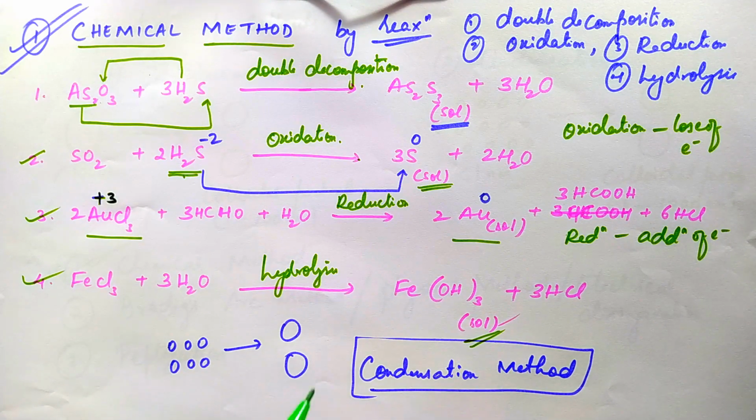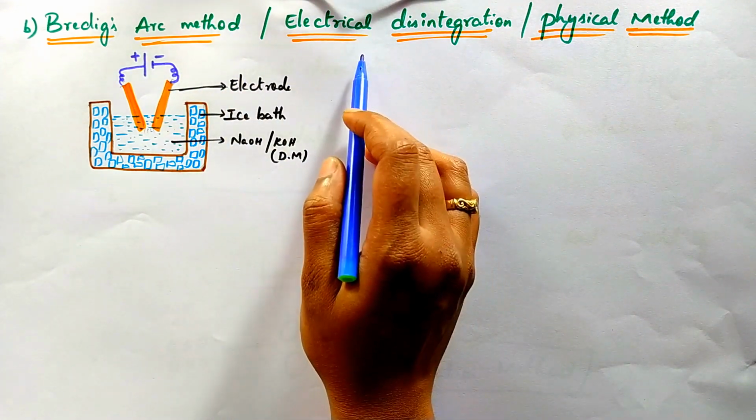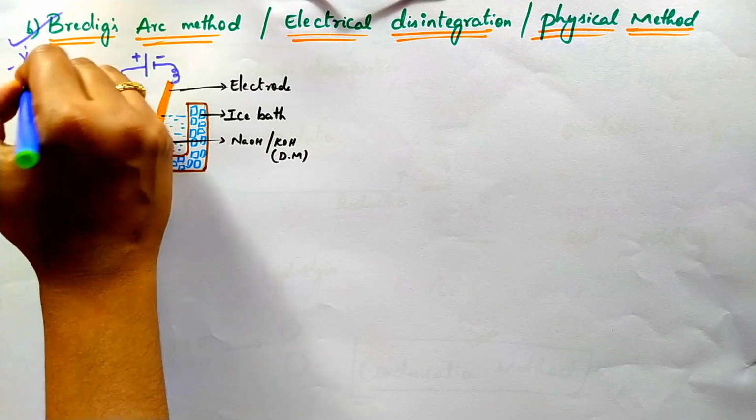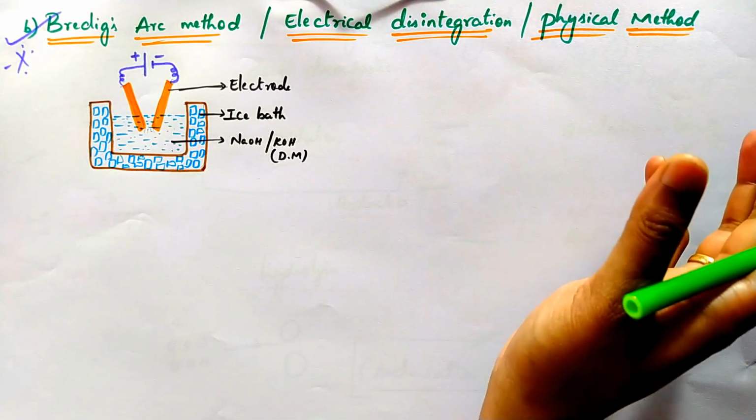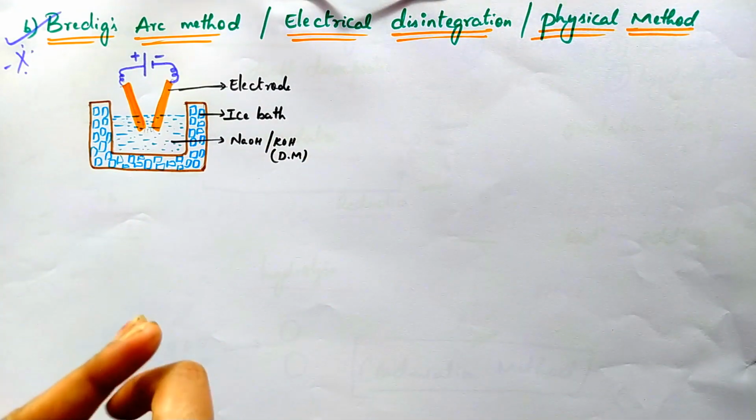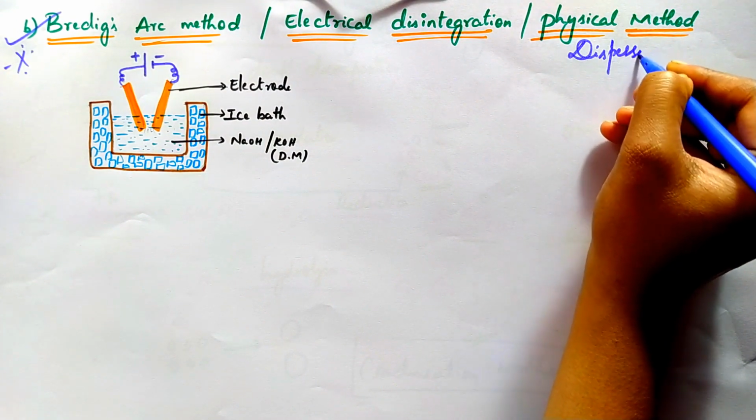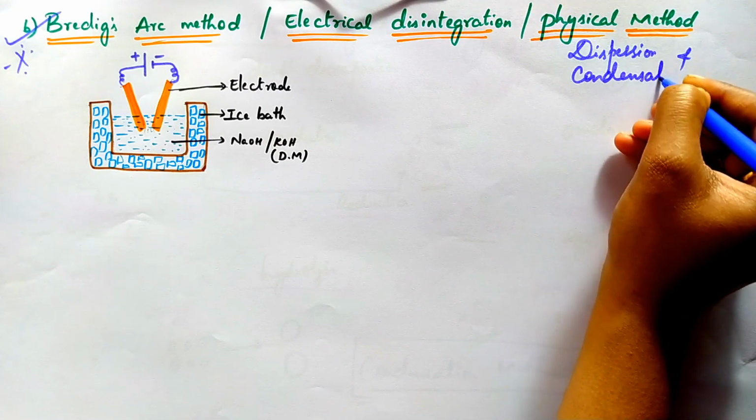Then let us move on to the second one, that is Bredig's arc method, or electrical disintegration, or physical method. This is the important Bredig's arc method. This process involves dispersion as well as a condensation process. Both dispersion and condensation take place here.